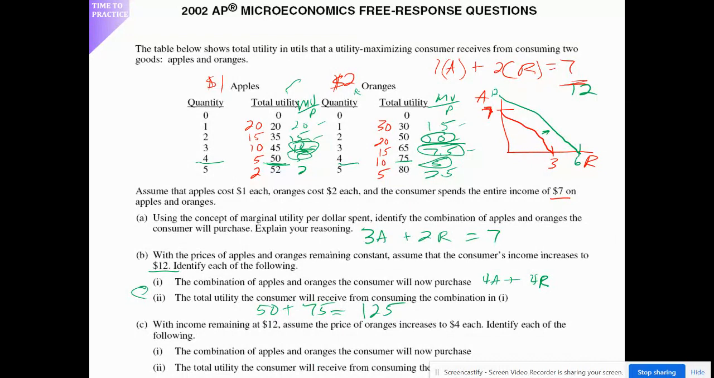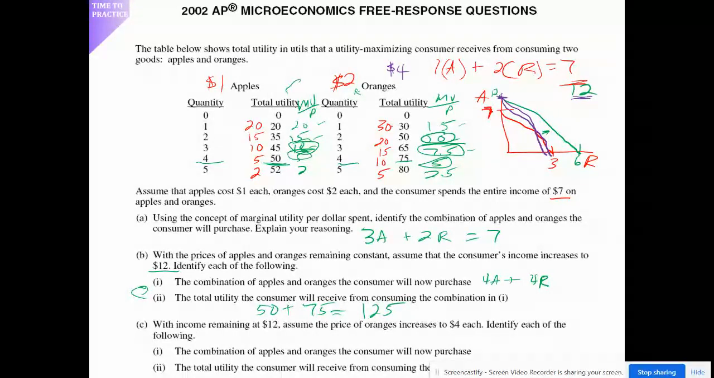Then it says, with income of $12, assume that the price of oranges increased to $4. Ooh, so let's try a different color here. Let's go with purple. So now, if the oranges double in price, we're still at 12, but now at $4, and our budget constraint is only at $12. So now we can only get three. That's not very good. We can get a maximum of either 3 oranges or 12 apples.